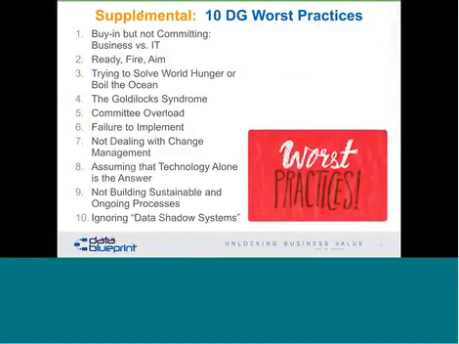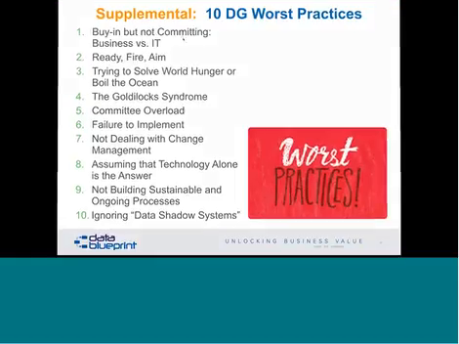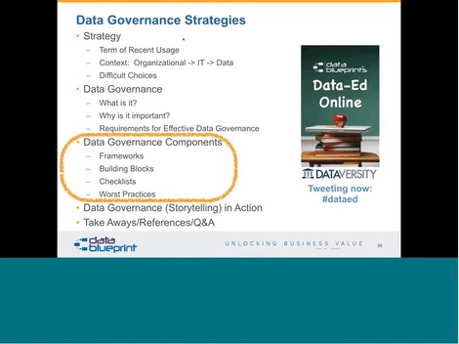Just put up here a very short list of things to avoid. Yes to buy-in but not commitment. Trying to be overly complex. Solving world hunger, boiling the ocean. Goldilocks: not too big, not too small, trying to get it just right. Overloading committees, failing to implement, not being able to deal with change management. Assuming that technology alone is the answer and not building sustainable and ongoing practices. Again, all of these are going to be problematic if you're not able to do it. And finally, shadow systems are going to be problematic as well.